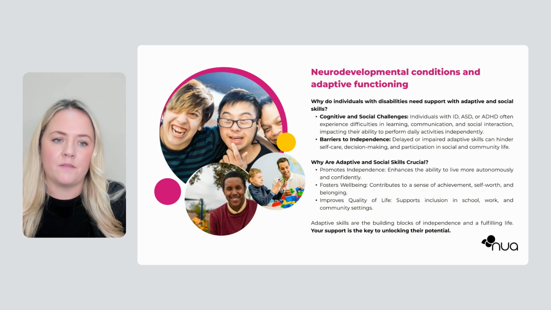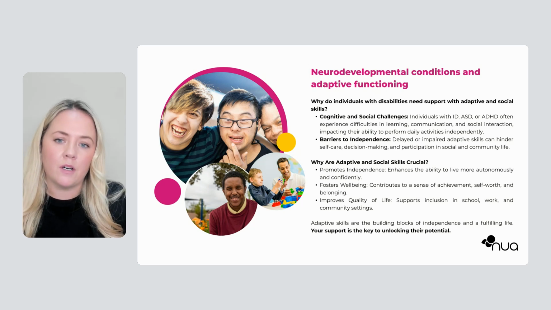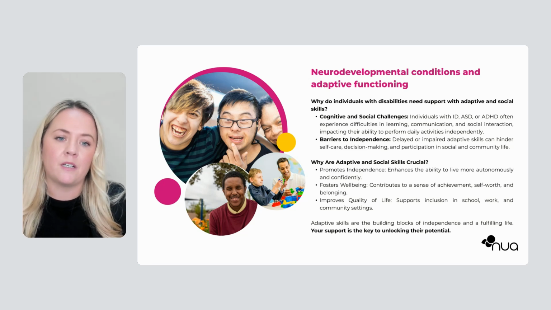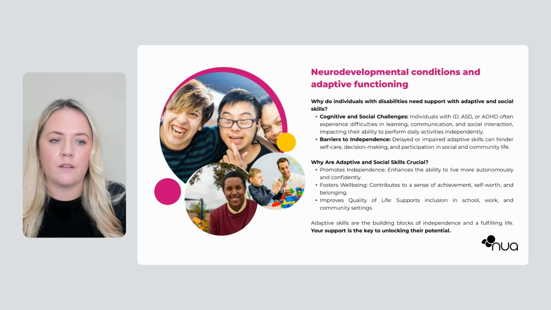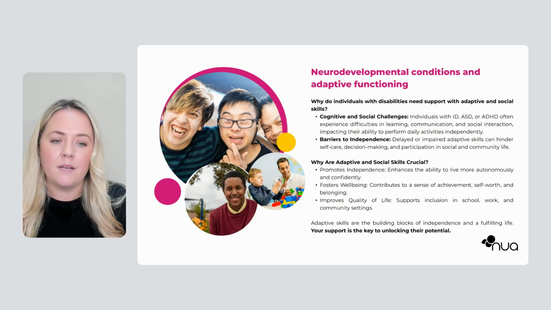Why are adaptive and social skills so crucial? So, adaptive and social skills promote independence. It helps the individual to live more autonomously, more confidently, to perform these things every day independently. Being able to perform these things independently and being able to be more autonomous also helps foster a sense of well-being. So it can contribute to a sense of achievement, a sense of self-worth, and a sense of belonging within your community. Adaptive and social skills also can improve quality of life.